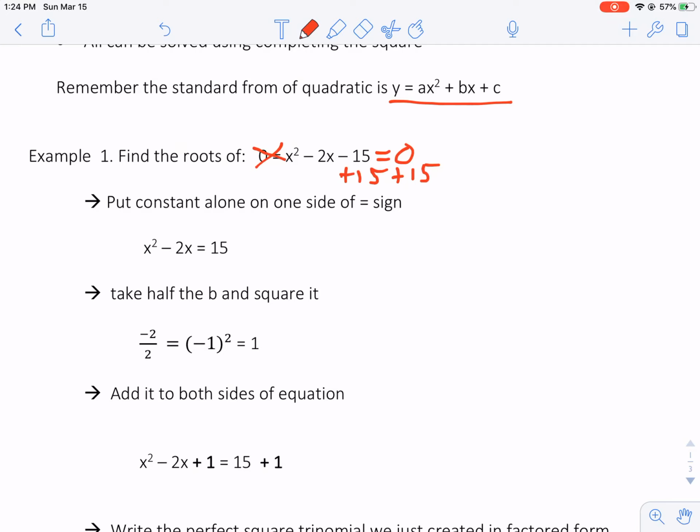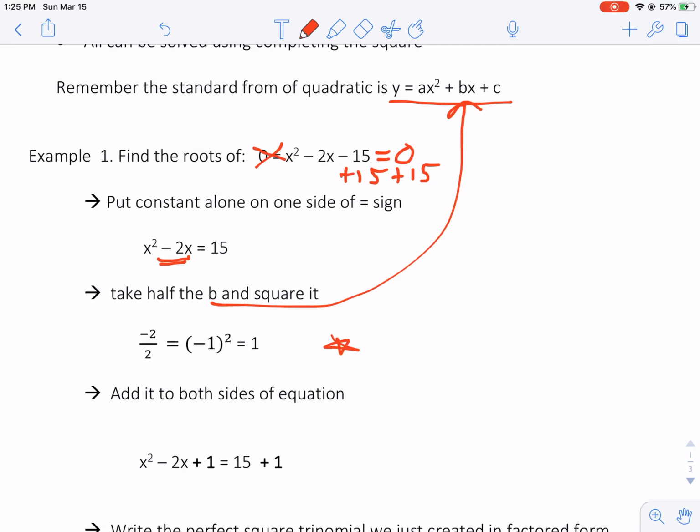The next step is to take half the b and square it. Now recall, the b is the number touching the x term, not the x, just the number touching the x. So in our case, negative 2 is touching the x, so negative 2 is the b. So we take half of it, which means divide it by 2. Negative 2 divided by 2 is negative 1. It's a negative number, so make sure you hug it, put it in parentheses. And you want to square that number, and that equals 1.